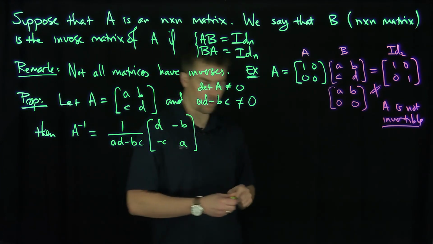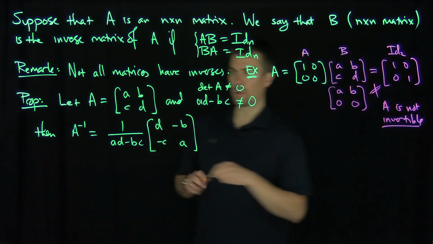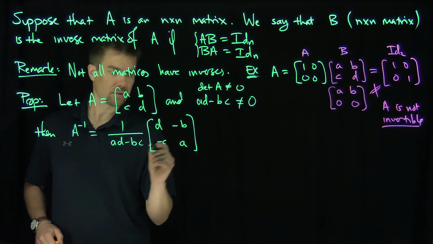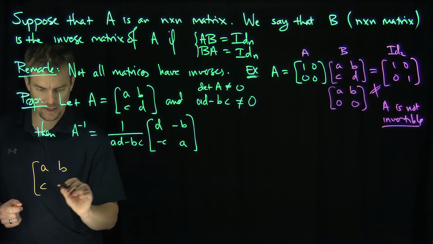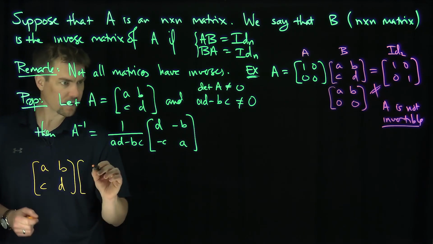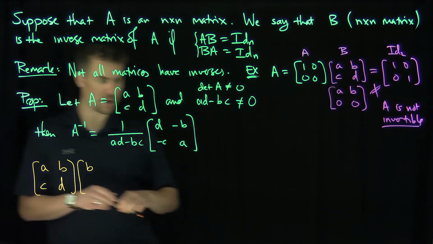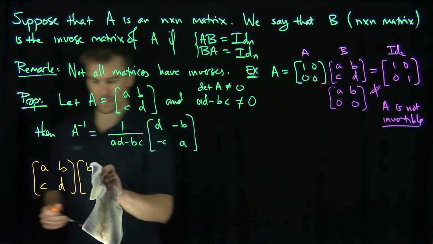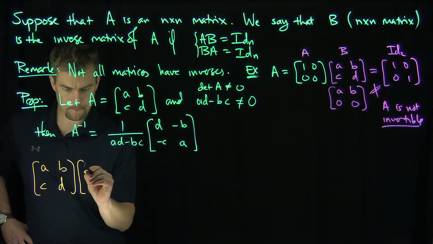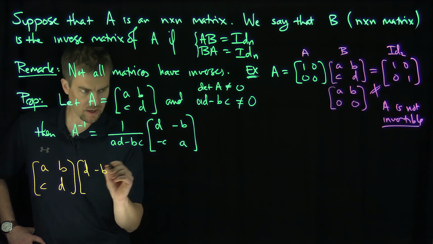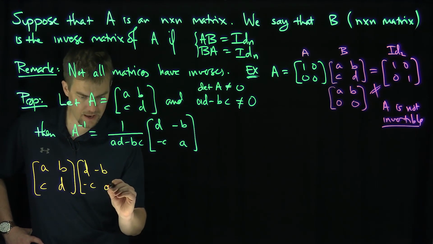Of course, the proof is straightforward. What I'm going to do is multiply this matrix over here and this matrix over here. So if we do a, b, c, d, times the matrix d, that should be a d rather, it's going to be a d, negative b, negative c, a.